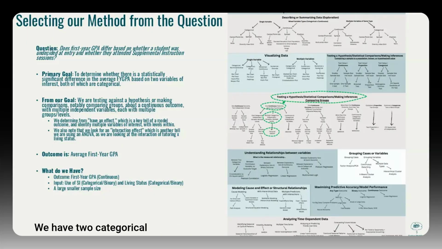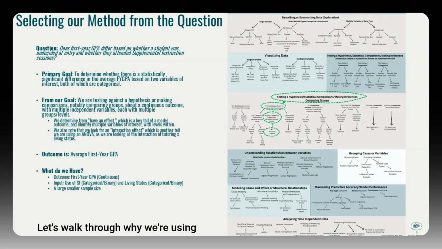We have two categorical independent variables, whether the student was undecided in their major and whether they attended SI sessions, and one continuous outcome variable, first-year GPA. This model lets us test the main effect of each factor as well as the interaction effect, whether supplemental instruction works differently for undecided versus declared students.